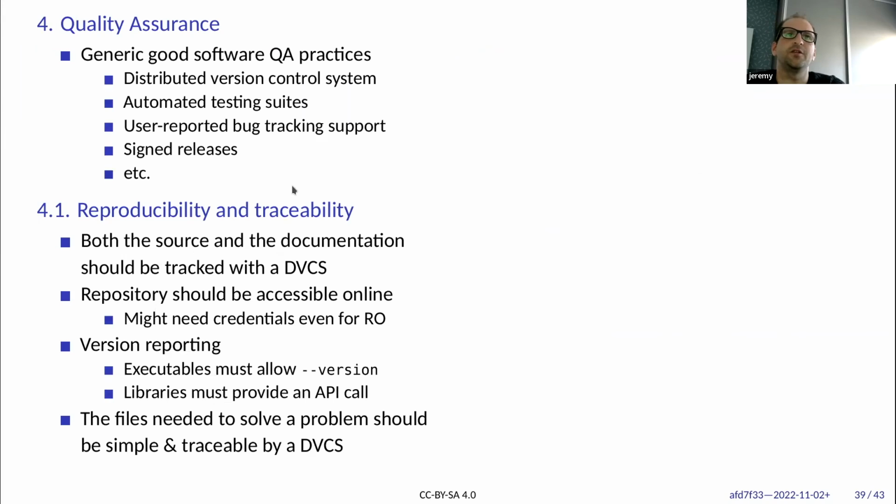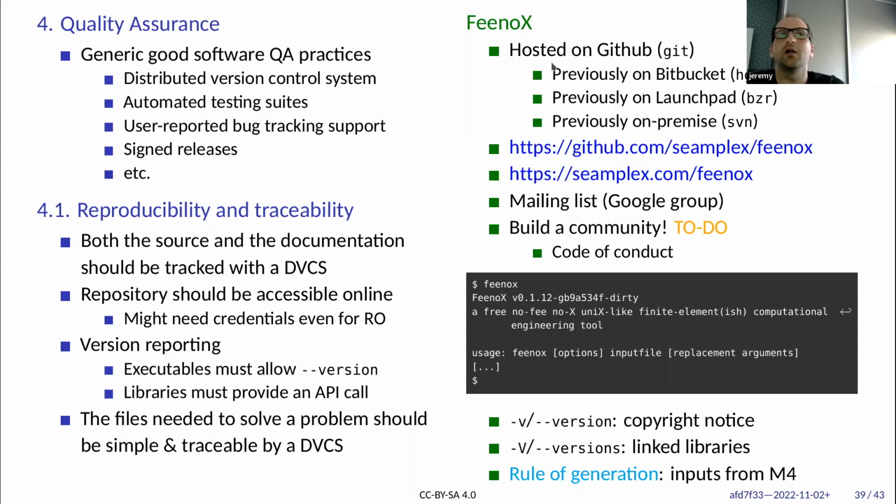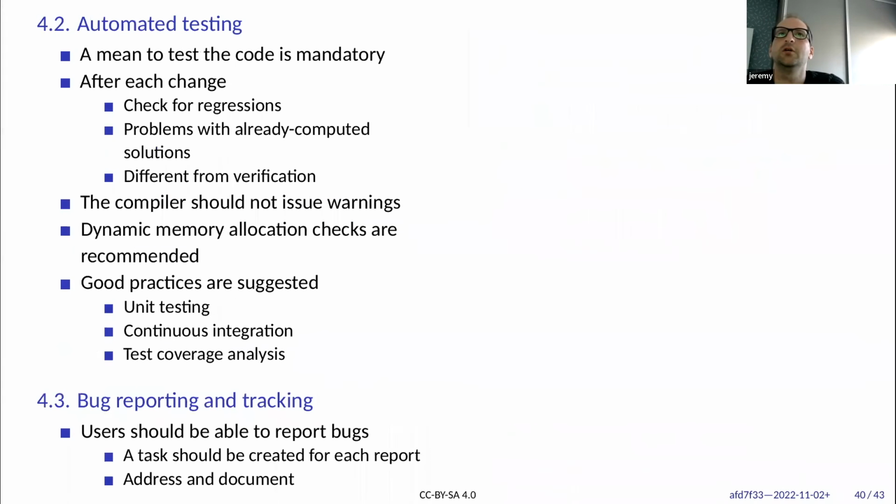Well, and then just to finish, the requirements about quality assurance, reproducibility and traceability. Well, we have everything tracked by Git. It's hosted on GitHub. When you run the binary, it will tell you which hash or which version you're using. So you can then go and find the actual source tree that gave rise to that binary by using this hash. You can ask FeenoX to report its own version.